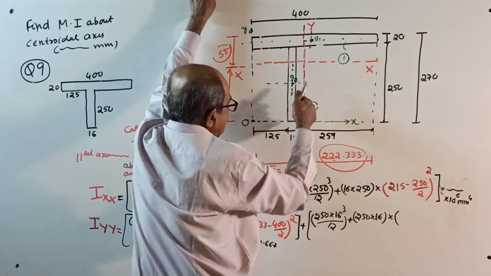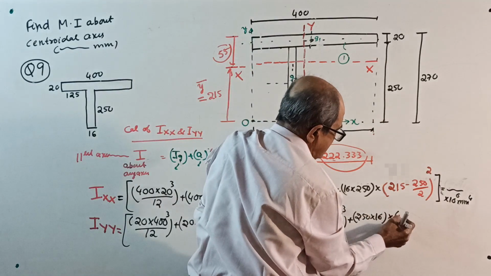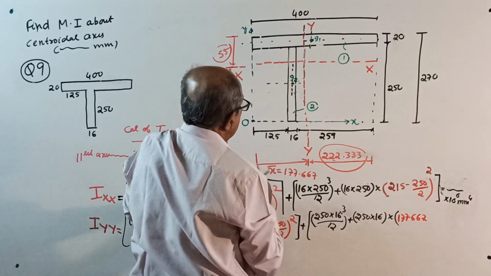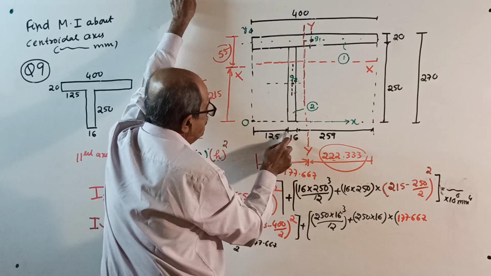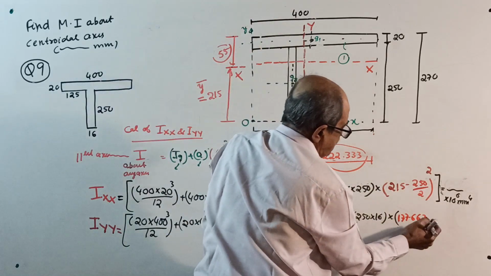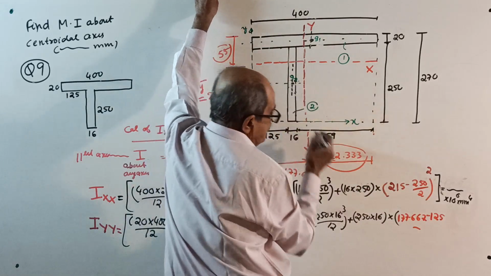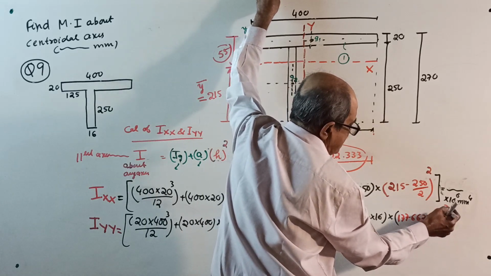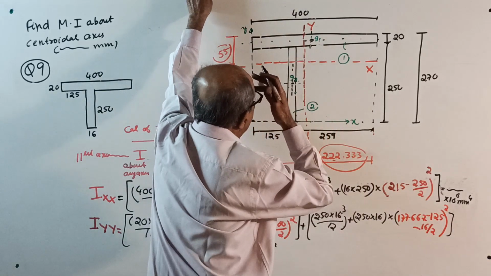That distance square is, see, 177.667 minus 125 minus 16 minus 125 again minus 16 by 2, whole square. Okay, that's all. Or you can do one more thing.